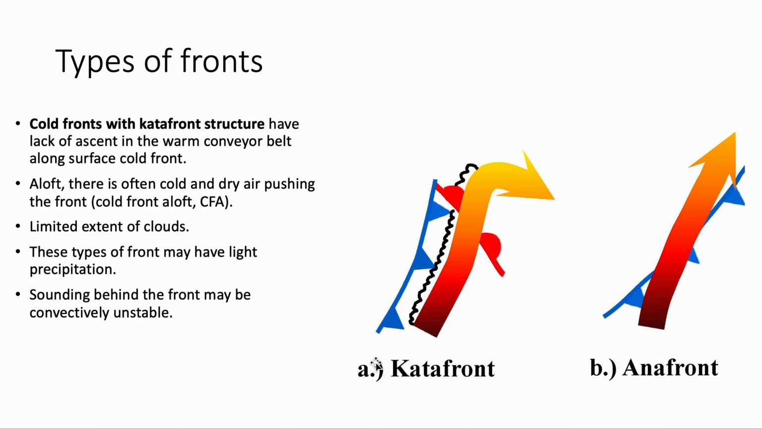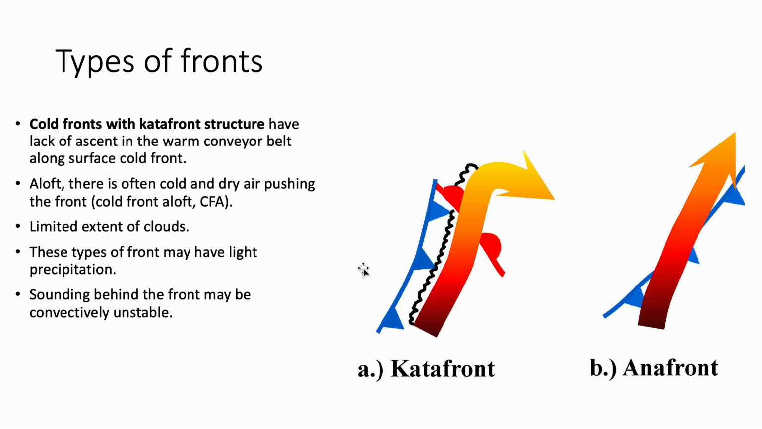Katabatic: the prefix kata comes from Greek and suggests something like descent, and ana suggests something like ascent. So anabatic winds go up and katabatic winds go down, and something similar happens here. Cold fronts that have a katabatic structure, a catafront structure, essentially have air that doesn't ascend over the cold front. There's no ascent in the warm conveyor belt, and typically they live aloft.